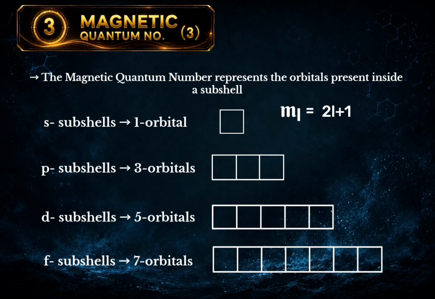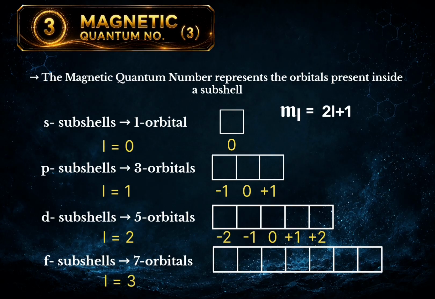Now, let's find the possible values of the magnetic quantum number for each subshell. For the S subshell, L equals 0. So the only possible value is 0. For the P subshell, L equals 1. So the possible values are 0, plus 1, minus 1. For the D subshell, L equals 2. So the possible values are 0, plus 1, plus 2, minus 1, minus 2. For the F subshell, L equals 3. So the possible values are 0, plus 1, plus 2, plus 3, minus 1, minus 2, minus 3.